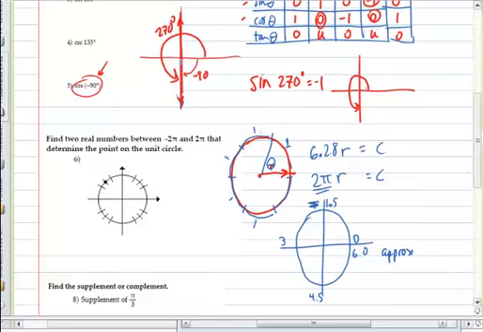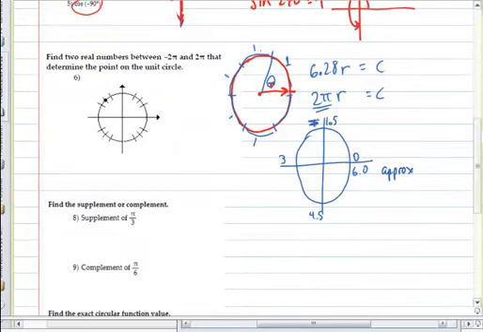We know the exact would be painted like this. This would be 0, this would be pi over 2 radians, this would be pi radians, 3 pi over 2, and 2 pi. And remember, when we want to approximate it, we replace pi with 3.